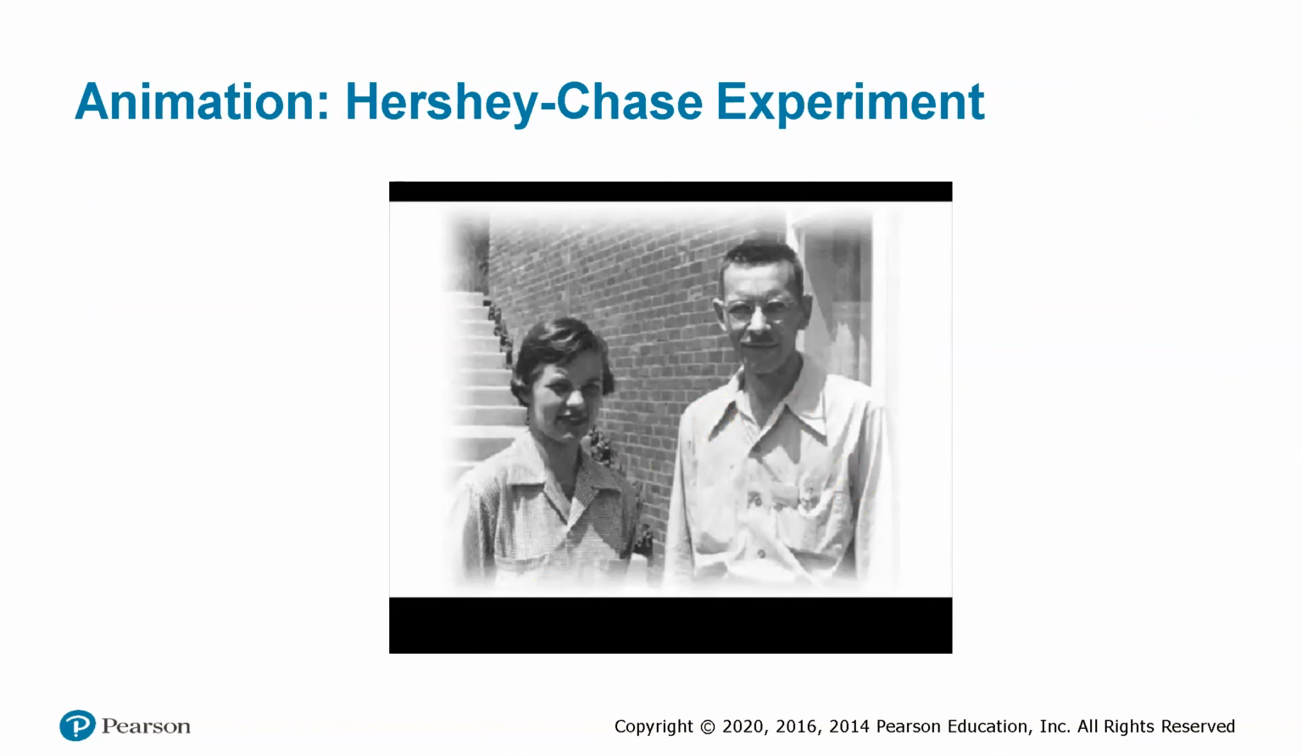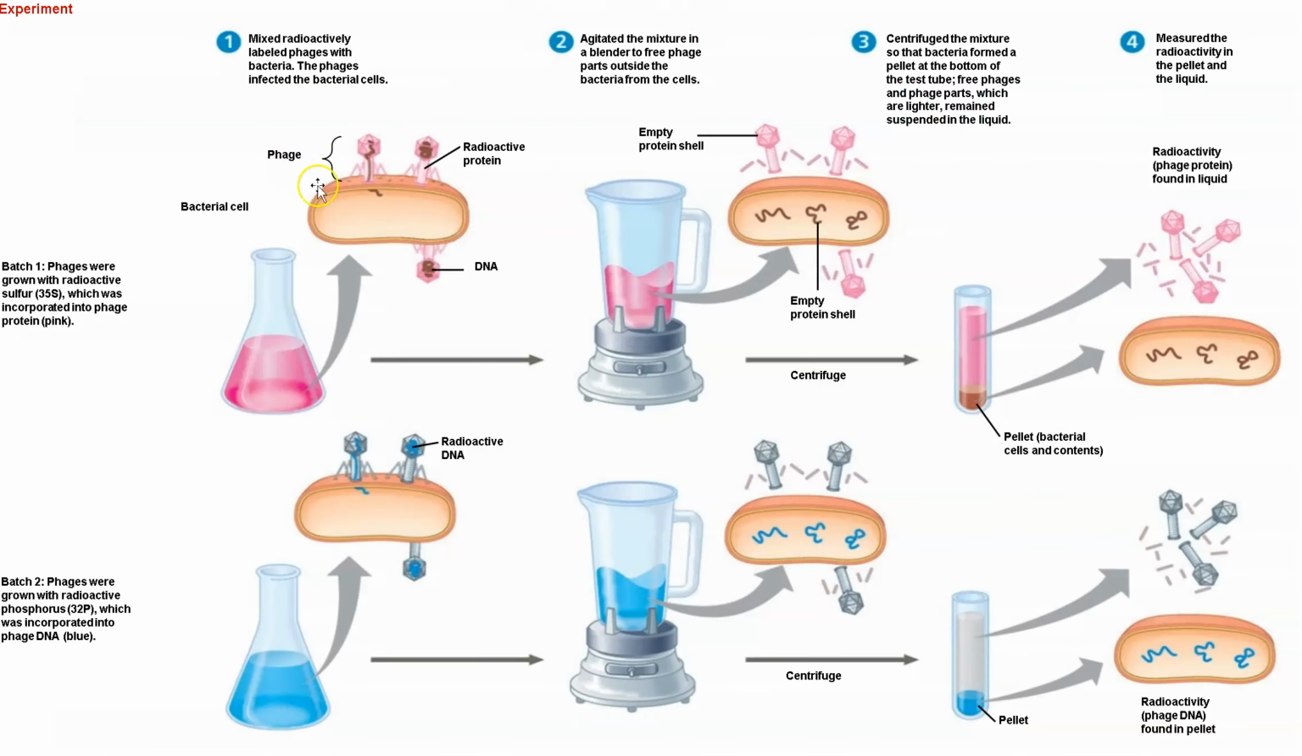There's a picture of them. How they did this is that they actually radioactively labeled them. And so what they did was they mixed radioactively labeled phages with bacteria, okay? And then they agitated the mixture, okay? But they did two different batches. In batch one, the phages were grown with sulfur. And so sulfur is in protein, okay?